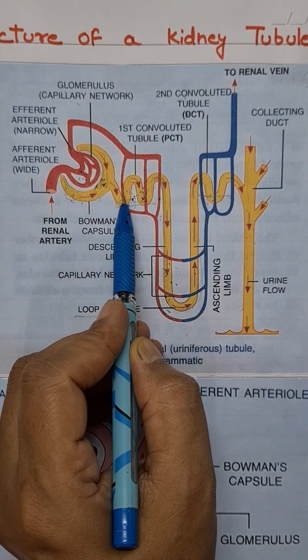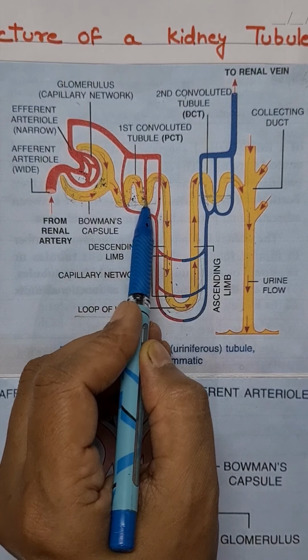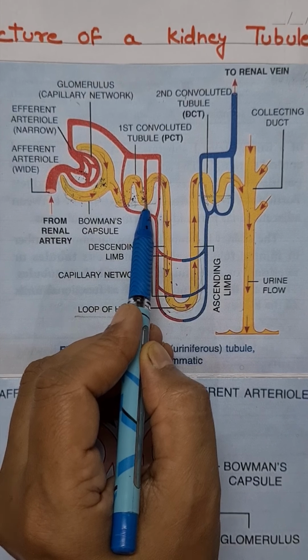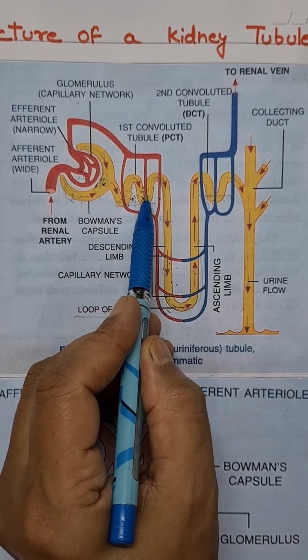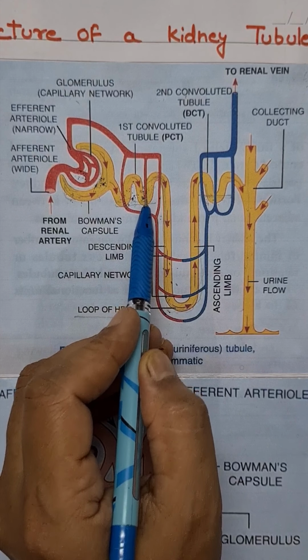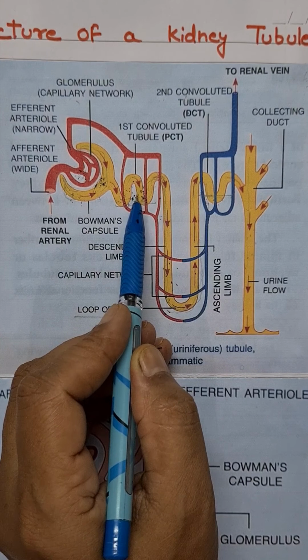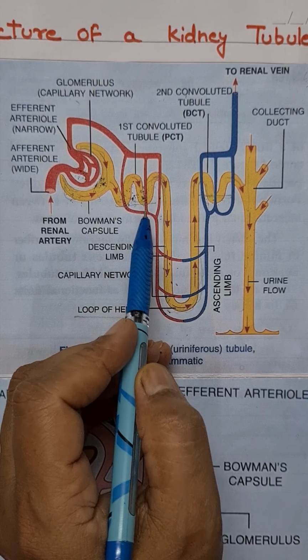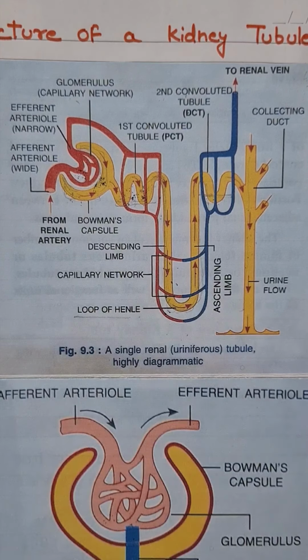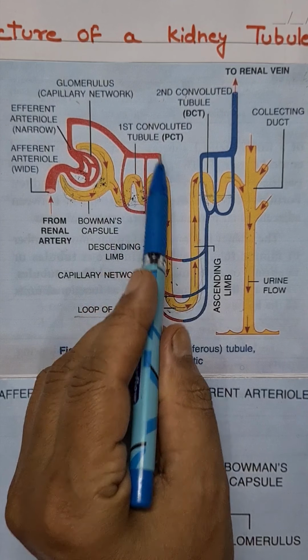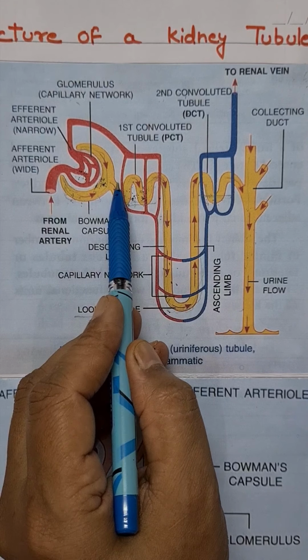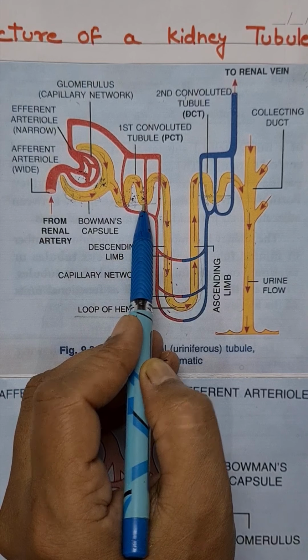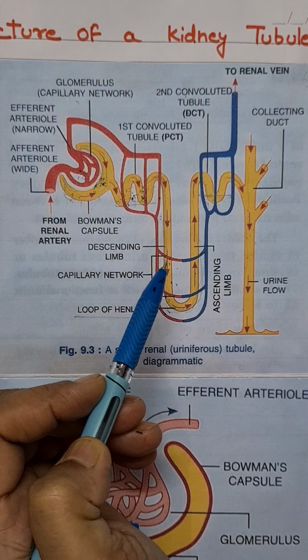Along with that water, whatever amount of glucose is required is also reabsorbed back from the proximal convoluted tubule, and with this it also helps in reabsorption of sodium and chloride ions. So in the proximal convoluted tubule, reabsorption of water, sodium and chloride ions and glucose takes place.